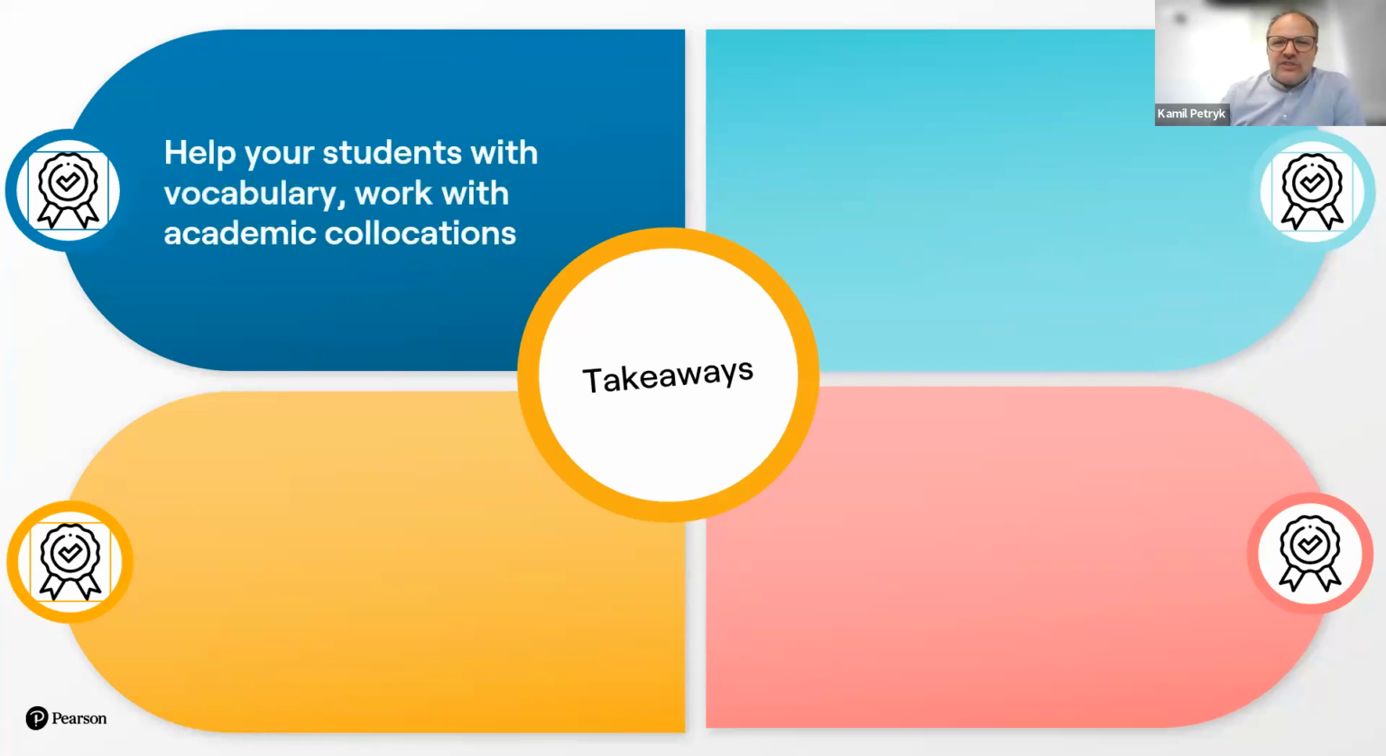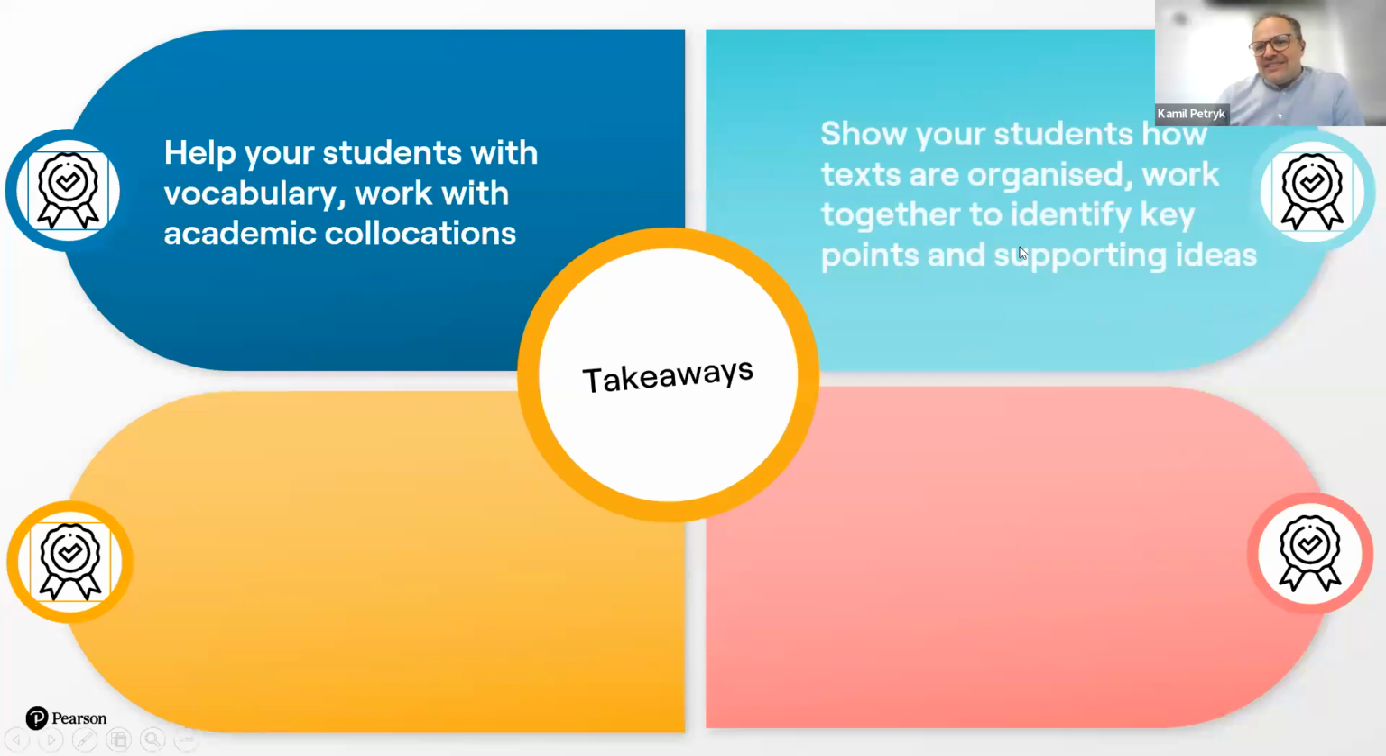Remember, right, that your task as a teacher is to help your students with vocabulary, work with academic collocations. We discussed a lot of activities that should help your students work with the collocations. Show your students how texts are organized. You remember, for example, the tree picture task that we discussed. So show your students how texts are organized. Work together to identify key points, supporting ideas, right? To help them embrace this challenge of difficult text structure, especially in an academic context.